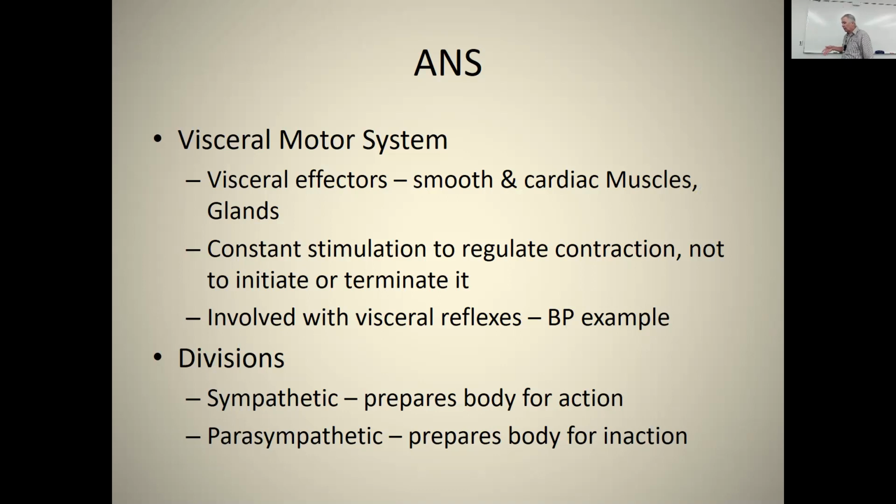And it's involved with visceral reflexes, maintenance of blood pressure, for example. Like in blood vessels, the more you dilate peripheral blood vessels, the lower the blood pressure. The more you constrict them, the higher the blood pressure. And we got the two divisions of the autonomic nervous system, the sympathetic and the parasympathetic. Sympathetic prepares body for action. Parasympathetic prepares body for inaction.